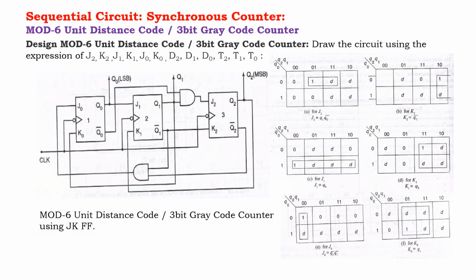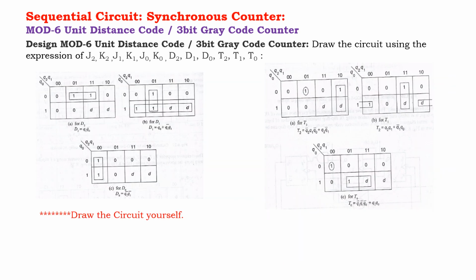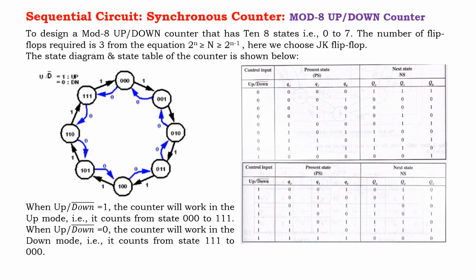Depending upon the J and K, get the expressions of J2 K2 J1 K1 J0 K0 and make the circuit, and you should draw the circuit yourself by using the D and the T expressions. Okay, then you will get the final circuit by using D and T. You should practice it. Now the last part is the mod 8 up down counter.